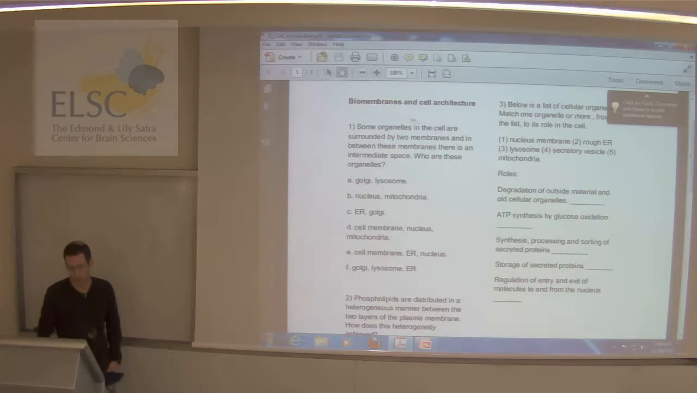And now for the biomembranes and cell architecture question page. The first one: some organelles in the cell are surrounded by two membranes, and in between these membranes there is an intermediate space. And the question is, which are these organelles? So what do you think?